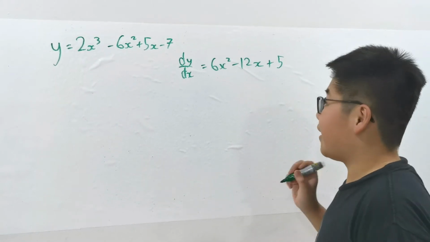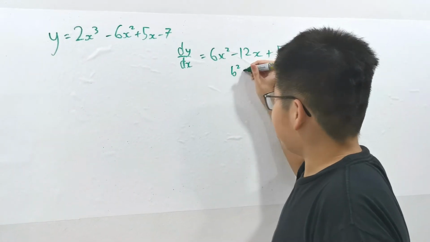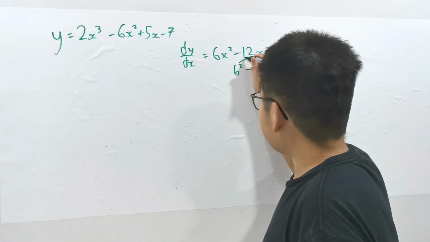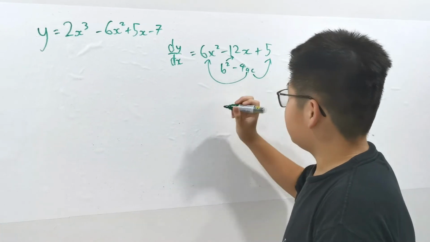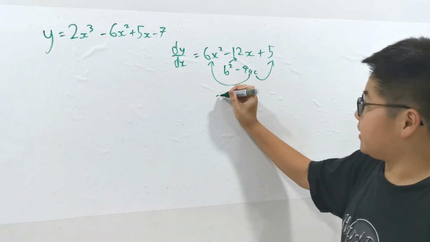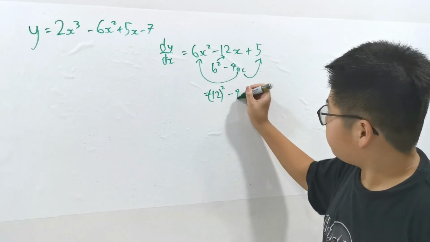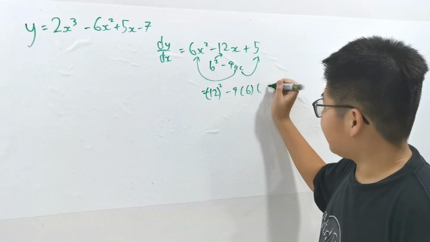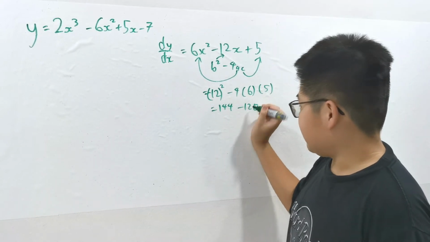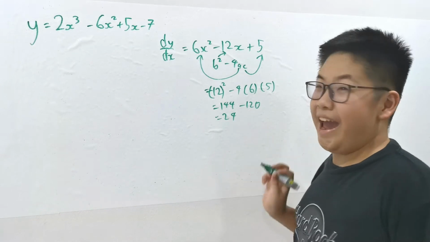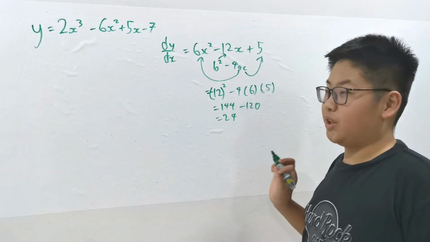Now, the question asks find the number of stationary points. What do we do? We find the discriminant, b squared minus 4ac. B is here, a is here, and c is here. So, b squared minus 4ac equals 12 squared, actually negative 12 squared, minus 4 times 6 times 5, equals 144 minus 120, equals 24. And since b squared minus 4ac is positive, we have two stationary points.